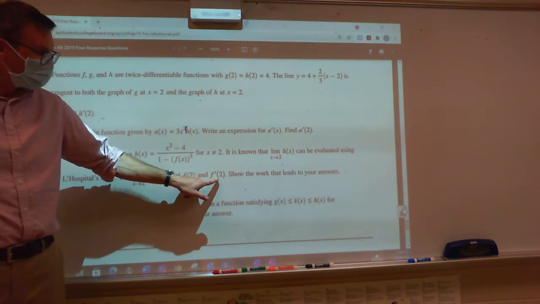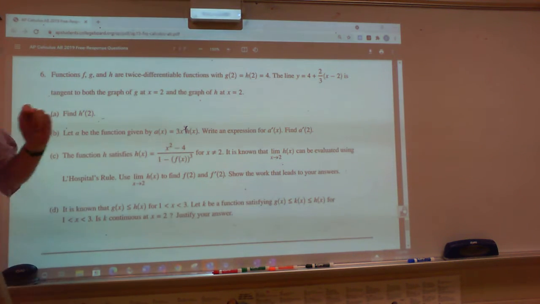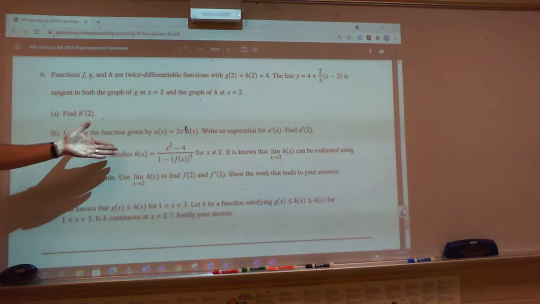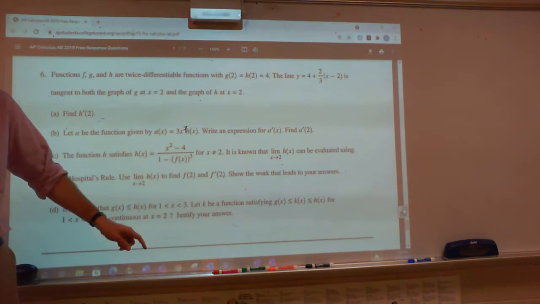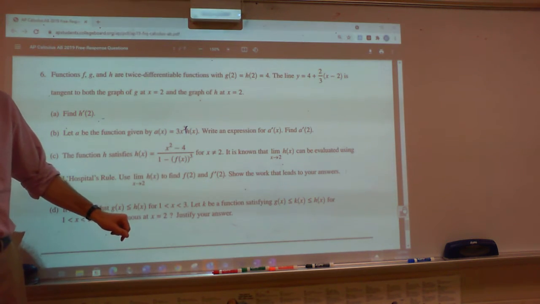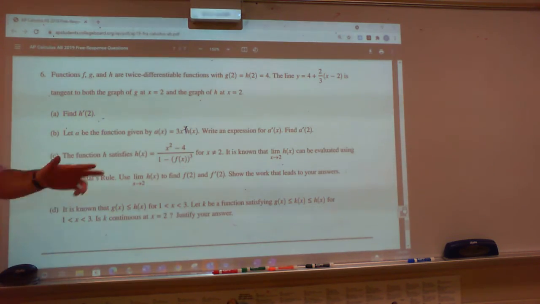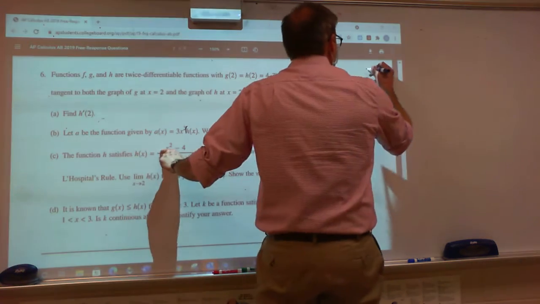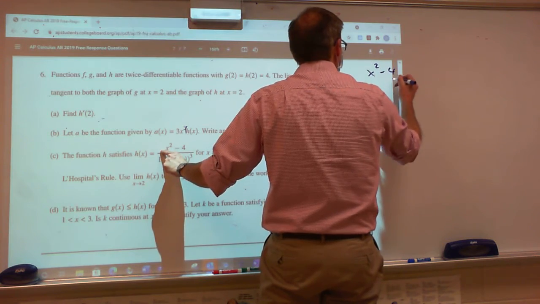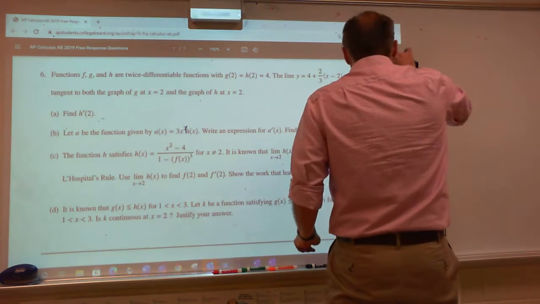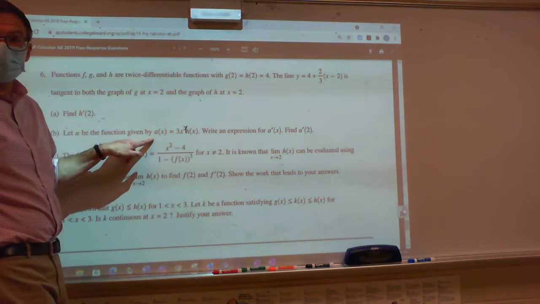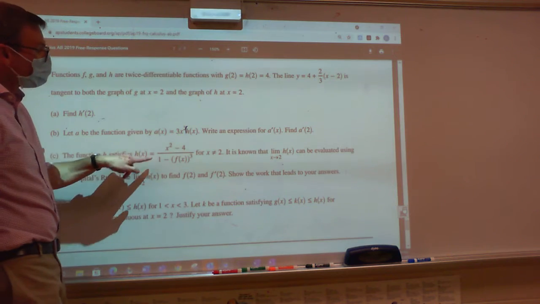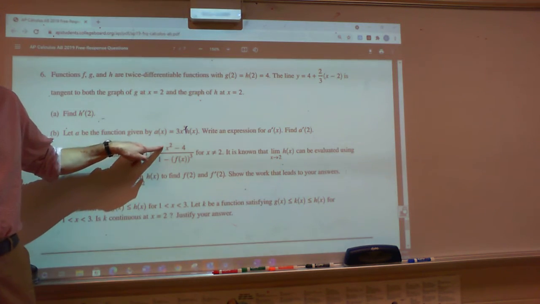I want to talk about the part that I thought was easy to find. If they said L'Hopital's rule works, what does that mean? You get indeterminate form, which means you get 0 over 0. Does everybody see that? So when you do the limit as x approaches 2 and plug in 2, you better get 0 over 0. And when I plug in 2, do I get 0 on top? Yeah, 4 minus 4. Perfect.